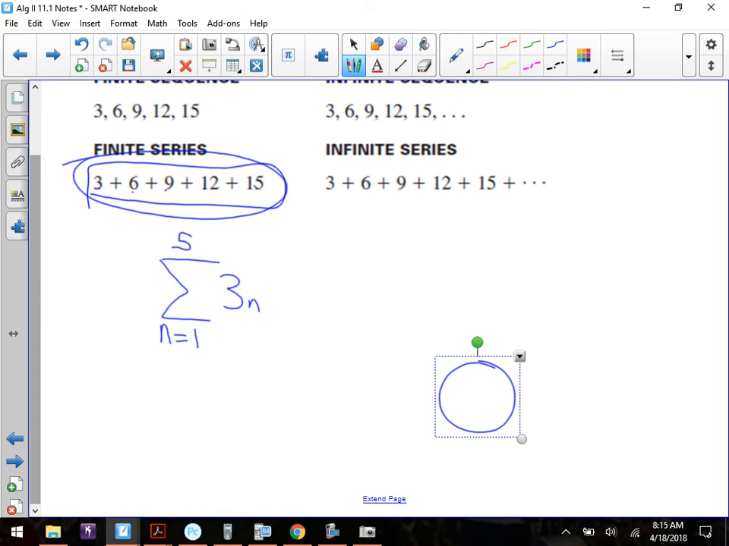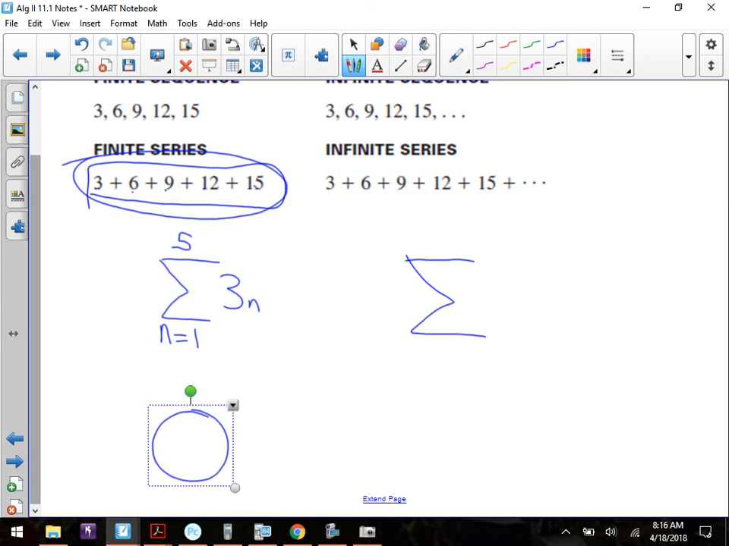You can start at 0, you can start at -6. It just means what number you start with and how many of them you put in the sequence to go through. The difference between this and an infinite series: it looks exactly the same, with the rule, but up top, instead of writing a 5, we put infinity.